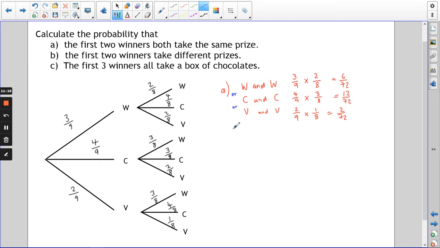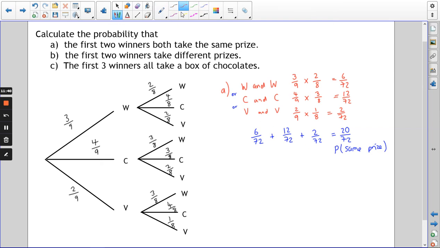And then we said we don't mind what prize it is as long as they're the same, so we add all of these up now. Okay, they've all got the same denominator because we didn't simplify, and what you end up with there then is 20 out of 72. That's the probability that the first two winners take the same prize.